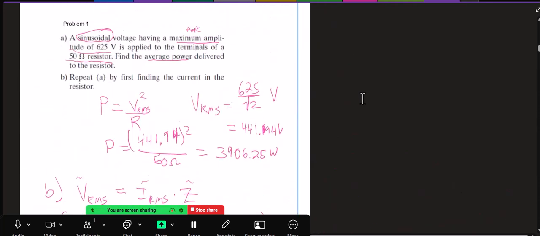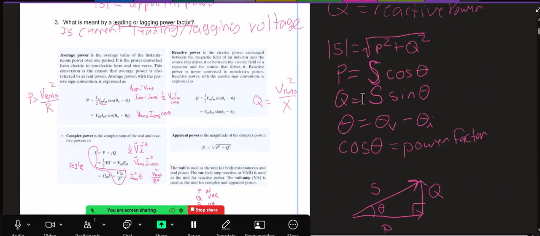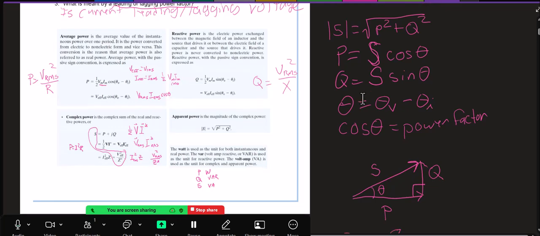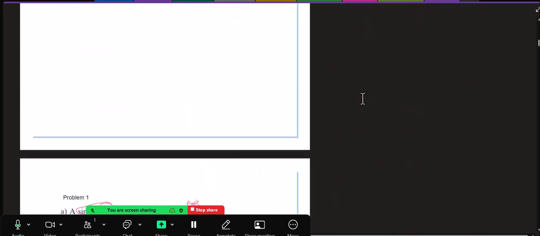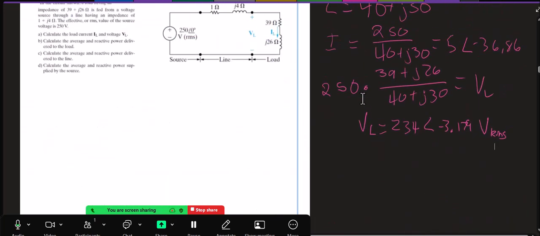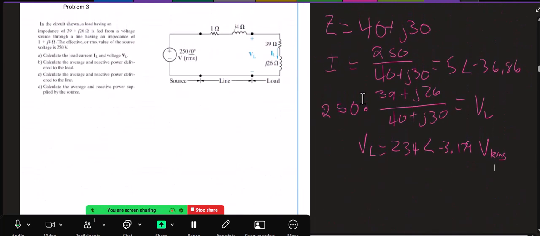Average power is 1/2 the V max I max cosine of the angle. If we have the RMS, we don't use the 1/2. Okay. So what I tend to do, just because I'm happy with complex numbers, I go ahead and find the complex power, and then I just take the parts of it. So I just take V times I conjugate.